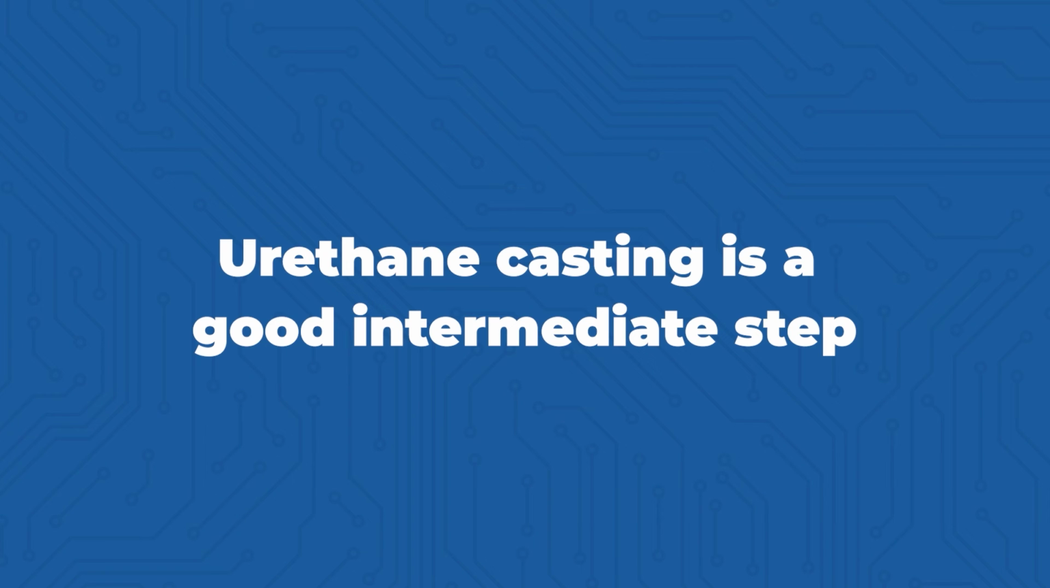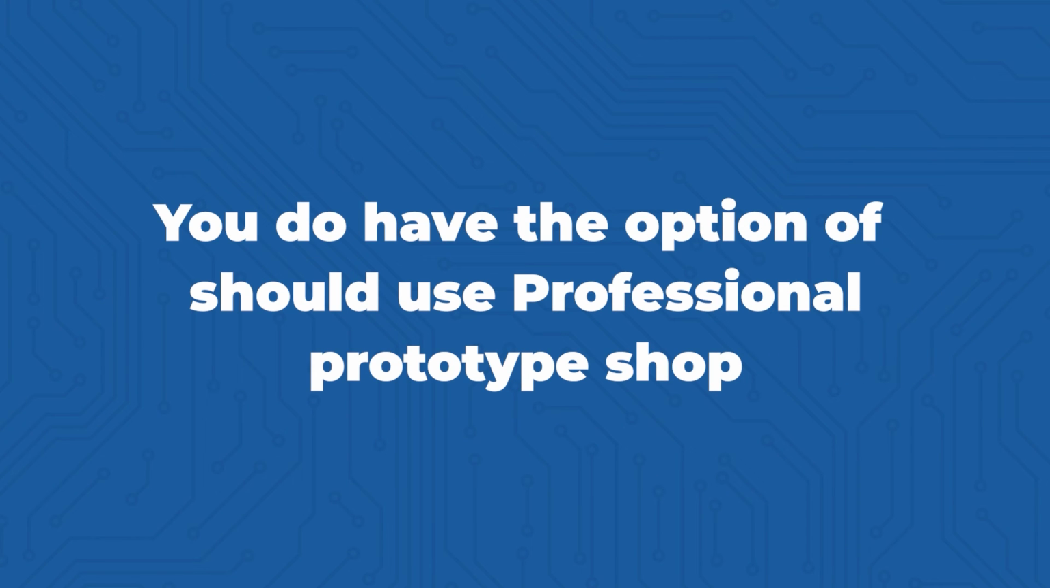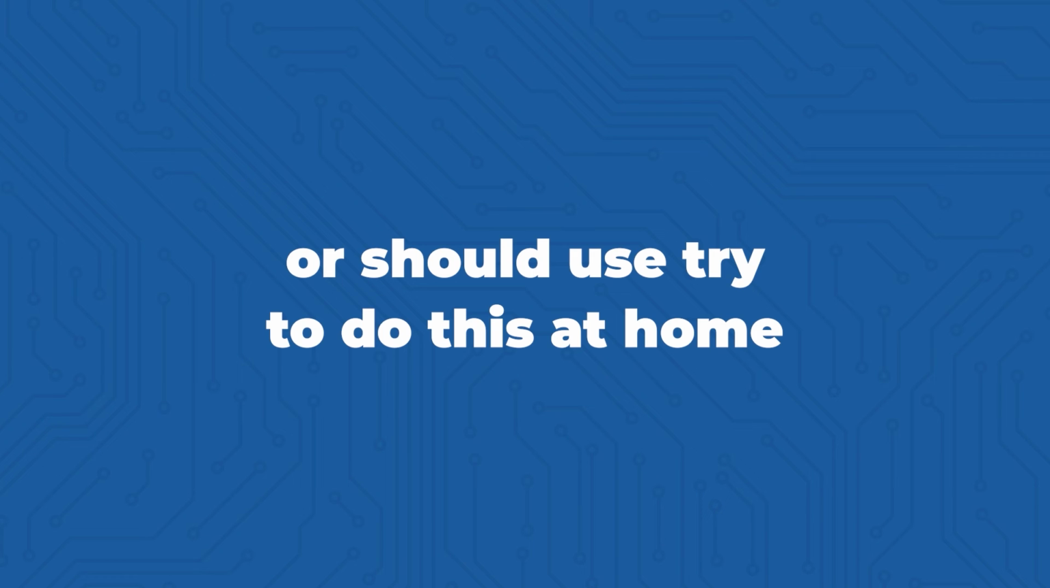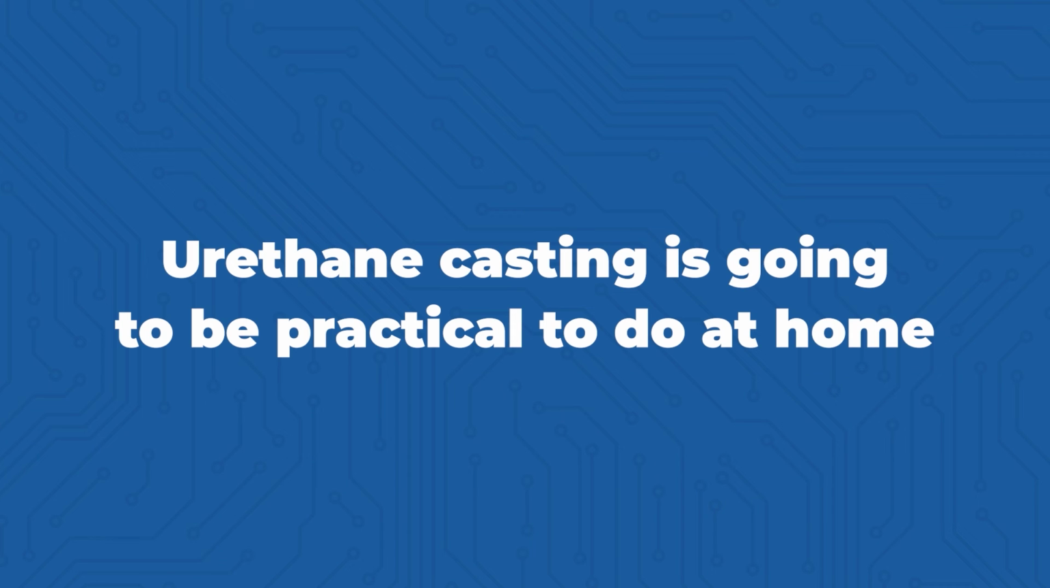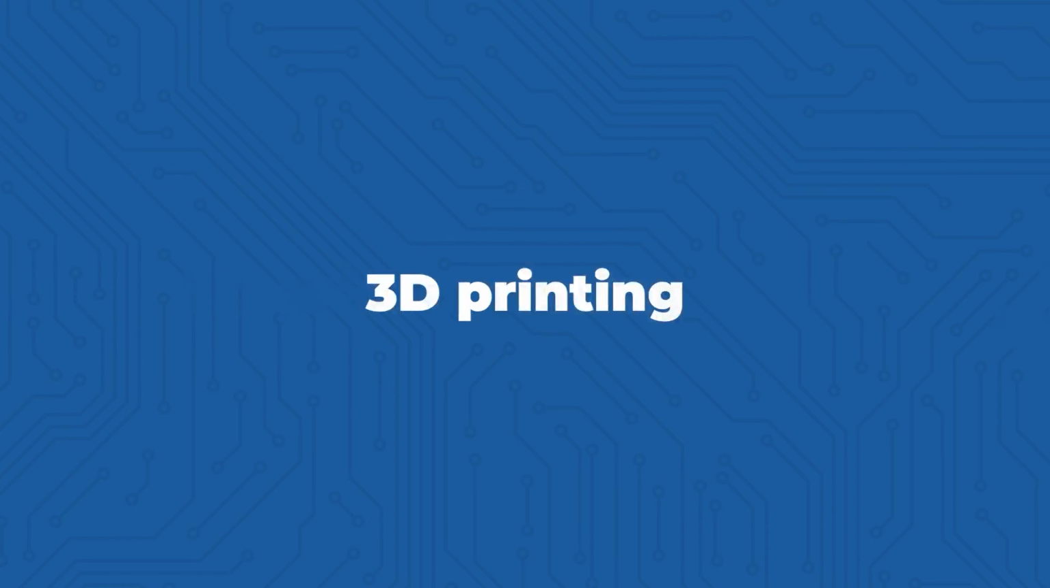Once again, as with the PCB prototypes, you do have the option of should you use a professional prototype shop or should you try to do this at home? Well, first of all, CNC machining isn't going to be feasible. I don't know of any at-home CNC milling machines, and I don't believe urethane casting is going to be practical to do at home. The one that is practical is 3D printing, because you can buy at-home 3D printers now relatively low cost.